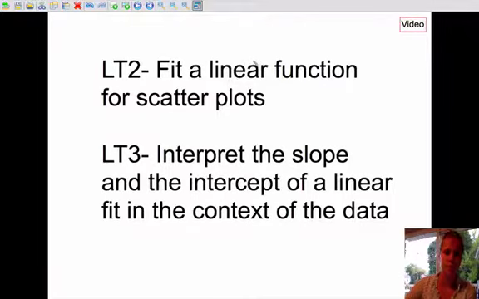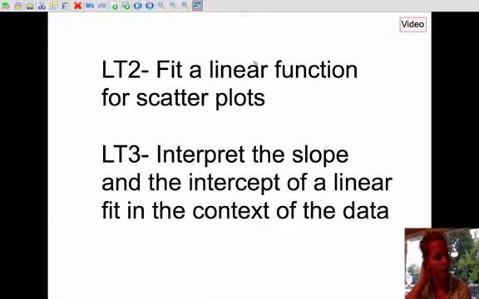All right, learning targets 2 and 3 are going to go both in this video here for Unit 3. We're going to learn how to fit a line or a linear function for a scatter plot. We're going to call that a line of best fit. And we're going to learn to interpret the slope and the intercept of that linear fit in terms of the context of the data, or basically the variables.